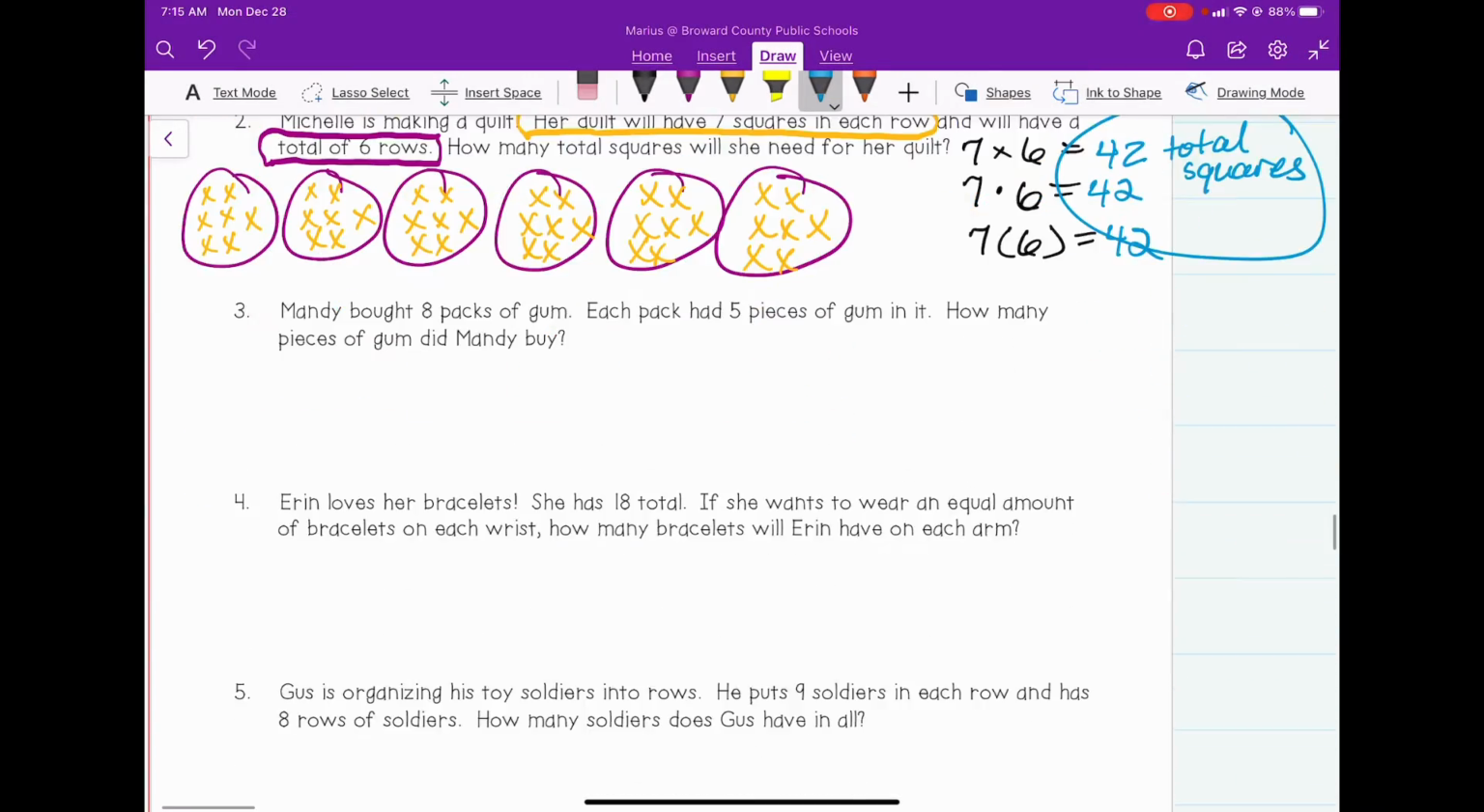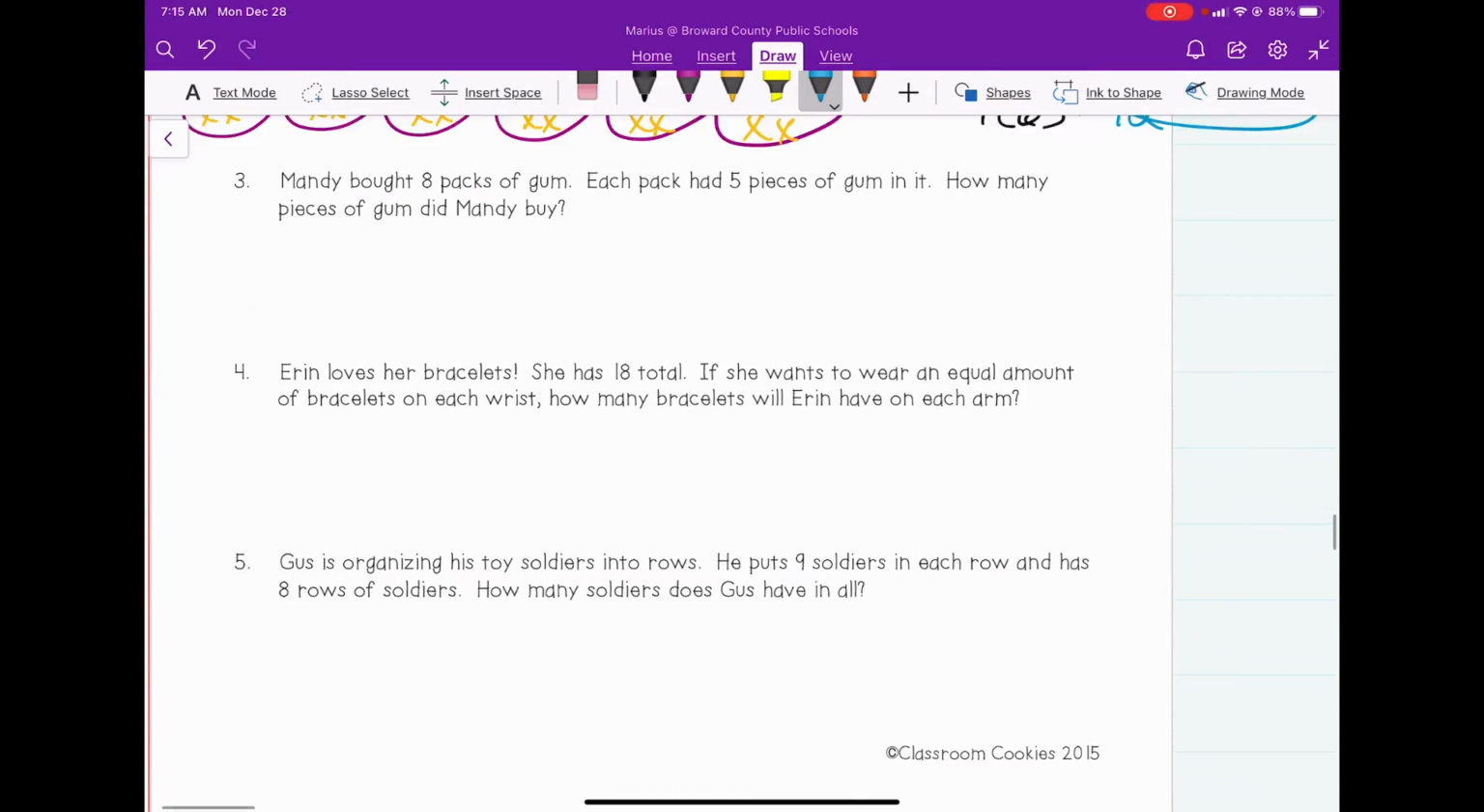All right, let's take a look at number 3. Number 3 says Mandy bought 8 packs of gum. Each pack had 5 pieces of gum in it. How many pieces of gum did Mandy buy? All right, so we have our 8 groups, our 8 packs, and each pack has 5 pieces. So let's go ahead and get to it. And we can write out our multiplication statement.